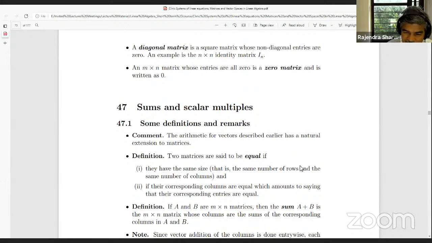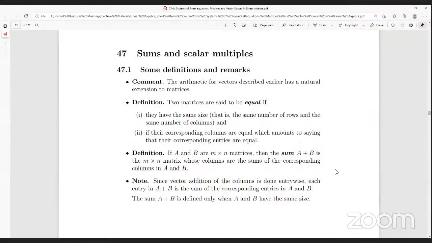Existence of zero means there is a vector called the zero vector. If you add this to any vector, it does not change. And for every vector V, there is another vector W called the additive inverse or the negative, which we denote by minus V, so that the sum of the two is the zero vector. The zero is unique. So this is one thing about this.